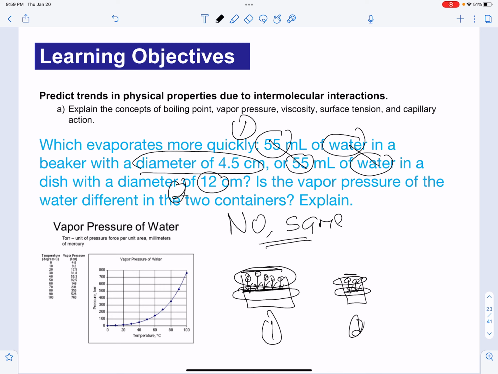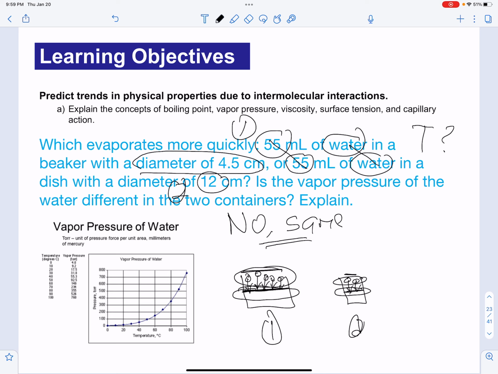And it doesn't say anything about temperature, so we have to assume that the temperature is the same. So vapor pressure is a physical property. At a given temperature, the vapor pressure of water should be the same, not relative to the amount. It's an intensive property.